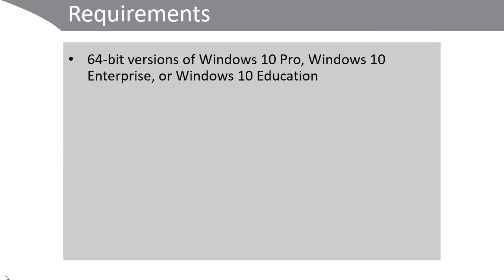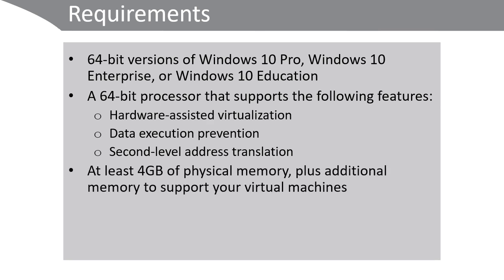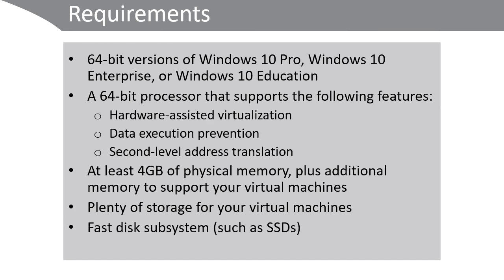The requirements for Client Hyper-V are that you must implement a 64-bit version of Windows 10 Pro, Windows 10 Enterprise or Windows 10 Education. You must have a 64-bit processor that supports the following features: hardware-assisted virtualization, data execution prevention, and second-level address translation. You'll require at least 4 GB of physical memory, plus additional memory for any of your virtual machines. Plenty of storage for your virtual machines. And ideally a fast disk subsystem such as an SSD.